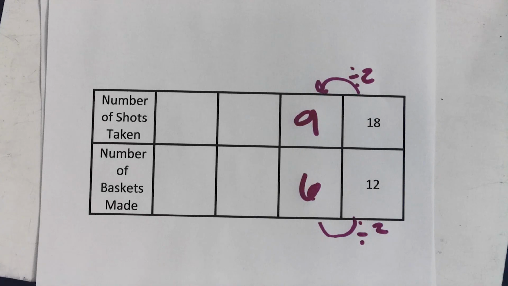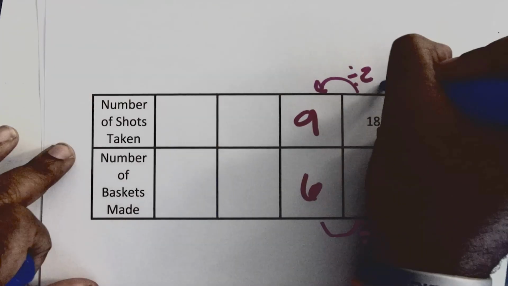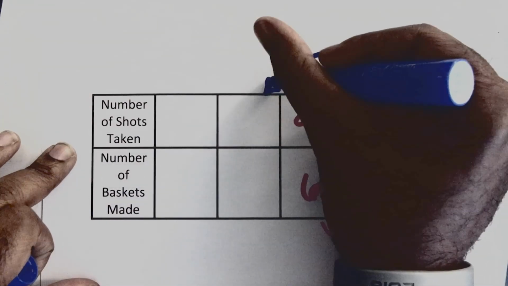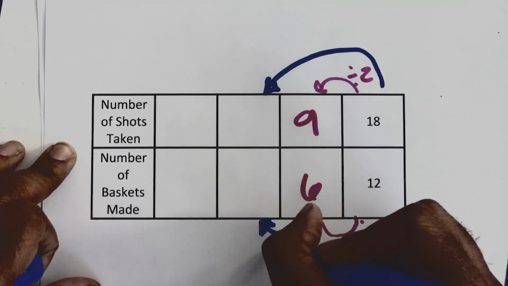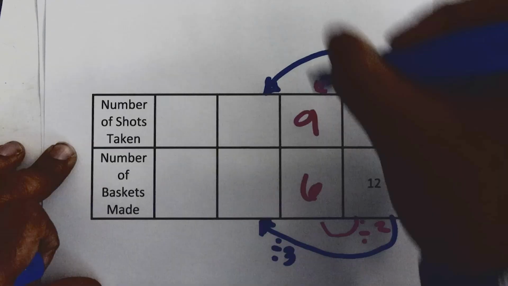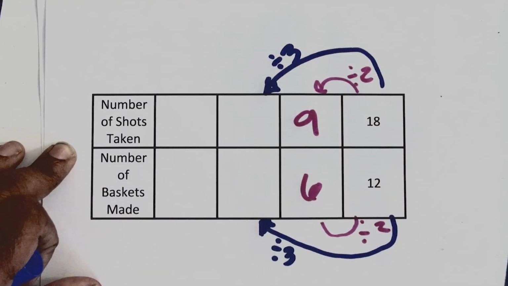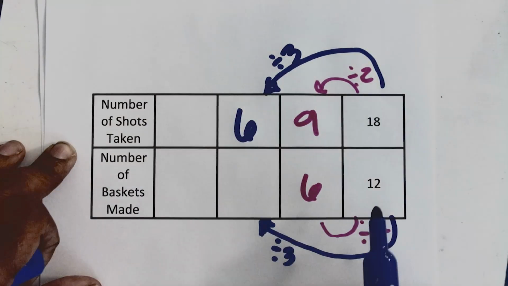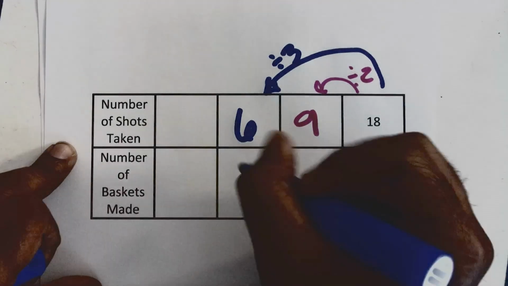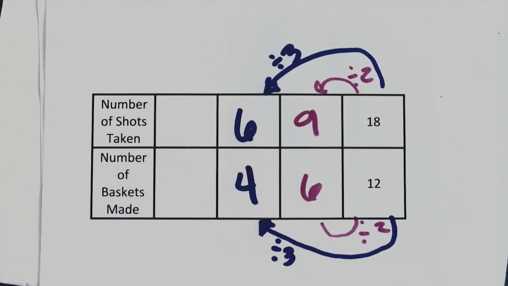3, correct. So I'm going to divide both terms by 3. 18 divided by 3 is going to give me what? Correct, 6 shots. 12 divided by 3 is going to give me 4 baskets made. So our answers, or our new terms, are 6 and 4. Good job.